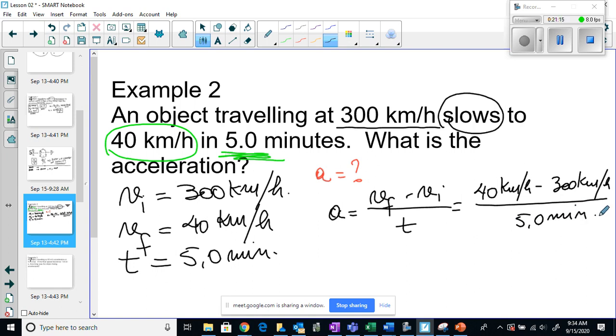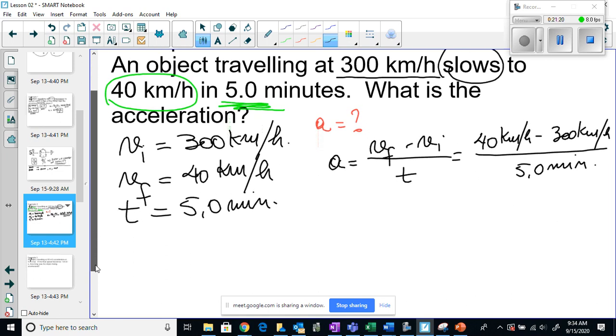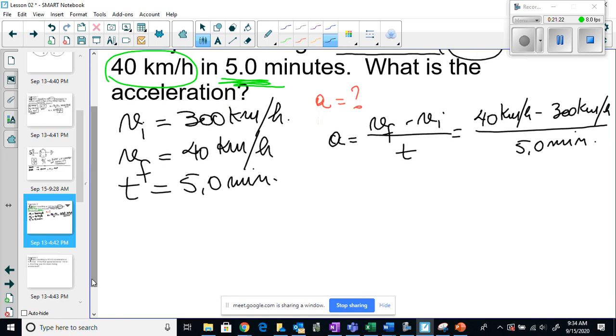Since the problem is not asking us what units the acceleration should be, feel free to leave it as kilometers per hour per minute. But if that bothers you, then convert the minutes into hours, or kilometers per hour into meters per second and minutes into seconds. We'll do both cases. Okay, so now when we are using our calculator, we are finding that acceleration is, please help me with that.